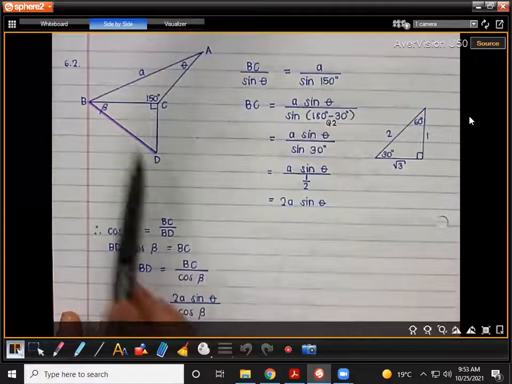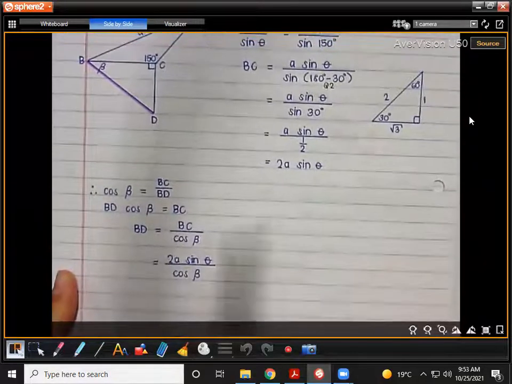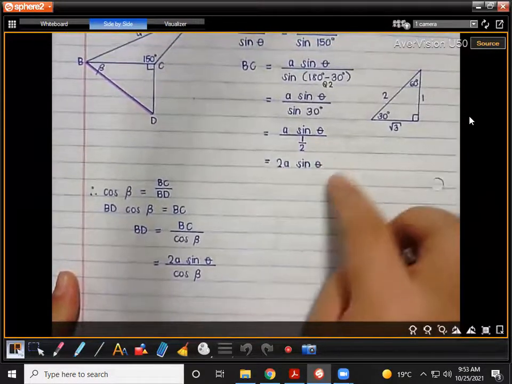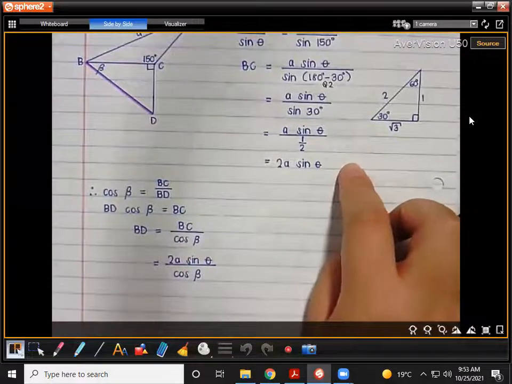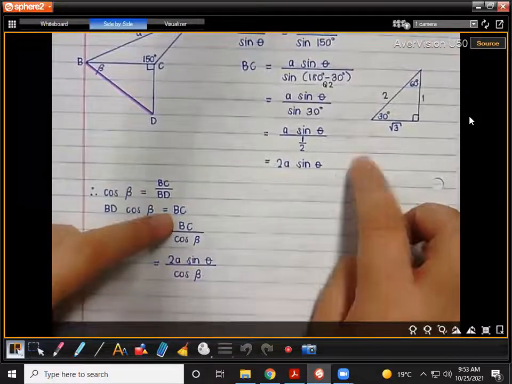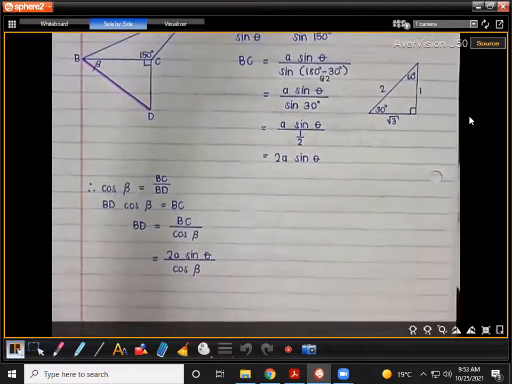I want to get BD on its own, so I need to multiply it out and then divide by cos beta. And then the substitution was easy because this wasn't a fraction. It was just one thing, not a fraction. So it's just BC, so 2a sine theta over cos beta like that.